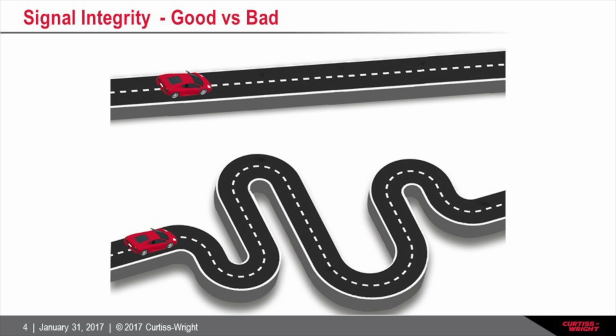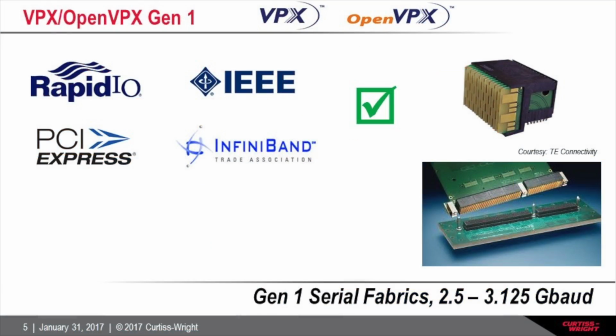Another way of picturing this is something a little simpler. If you can picture your favorite sports car on one of these two roads, one of which is straight and smooth, the other one not so much. It's pretty obvious which one you'd choose if you wanted to bury the speedometer needle.